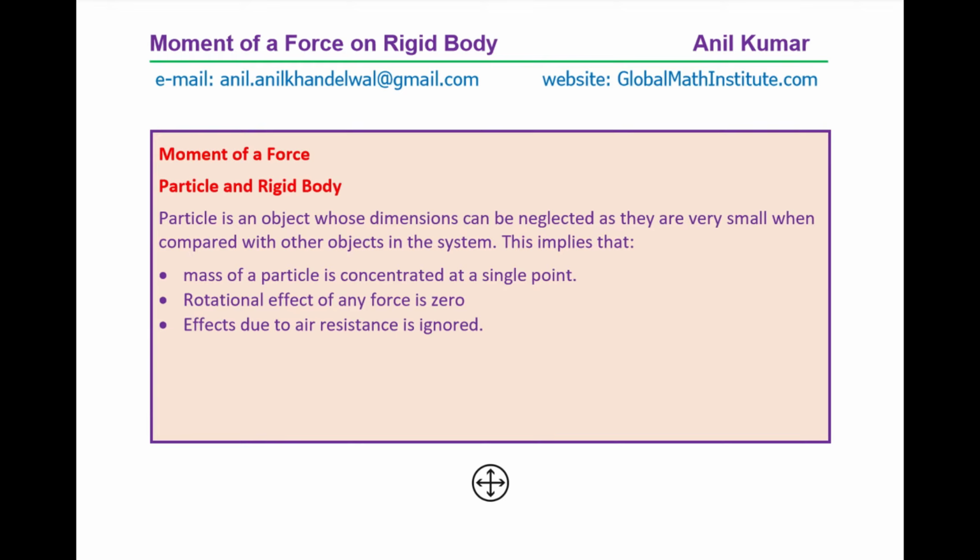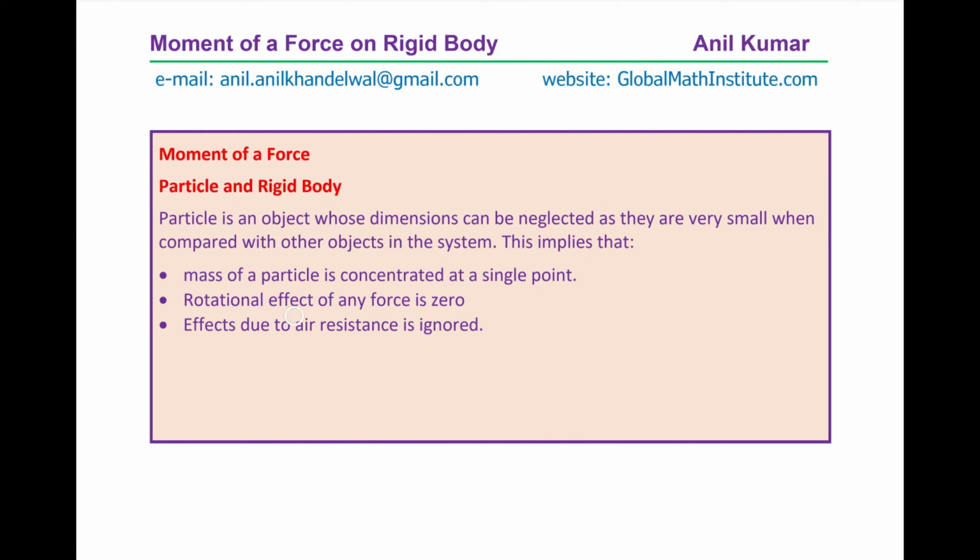Now it is important to understand that till now we were considering things where we treated the object as a particle. Now, when you treat an object as a particle, it means what? A particle is an object whose dimensions can be neglected as they are very, very small when you compare them with other objects in the whole system. This really implies that the mass of the particle is concentrated at a single point. Since it does not have any dimensions, the particle will be considered as a single point, and every object has a mass, that mass will be at that particular point. Correct?